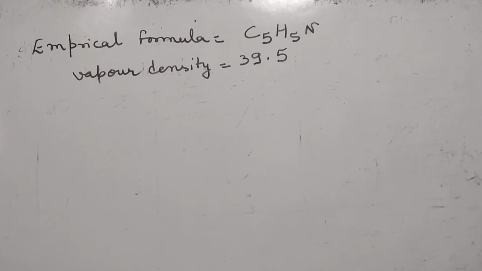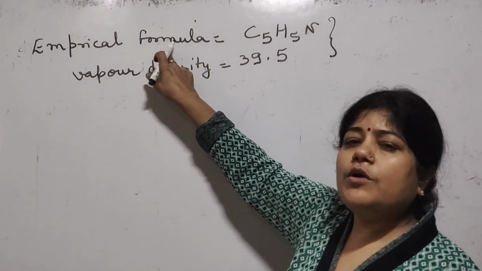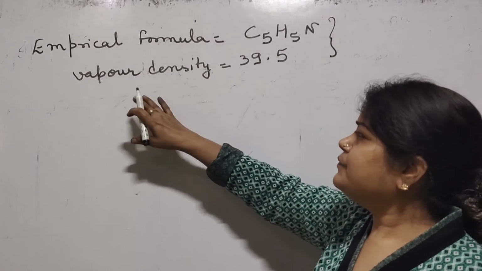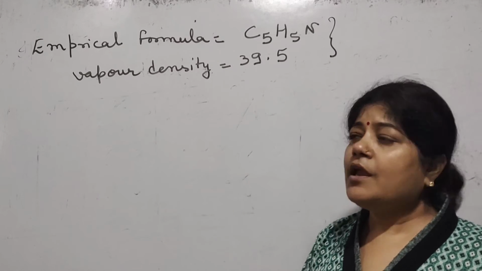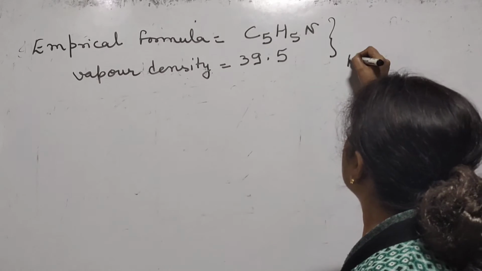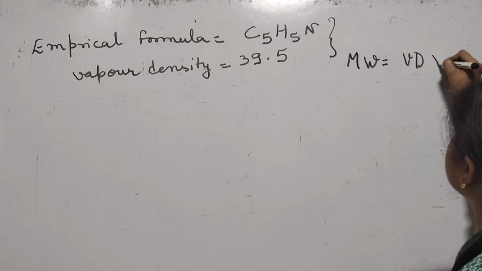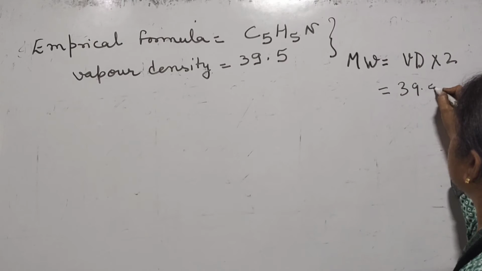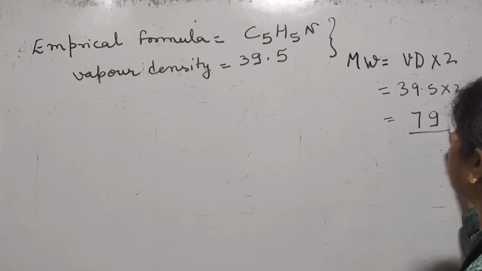Now after doing that calculation, we got this data. Empirical formula for the given compound is C5H5N as we solved earlier, and vapor density which is given in the question is 39.5. I also told you earlier molecular weight is equal to vapor density into 2. That means molecular weight is 39.5 into 2, which is equal to 79.